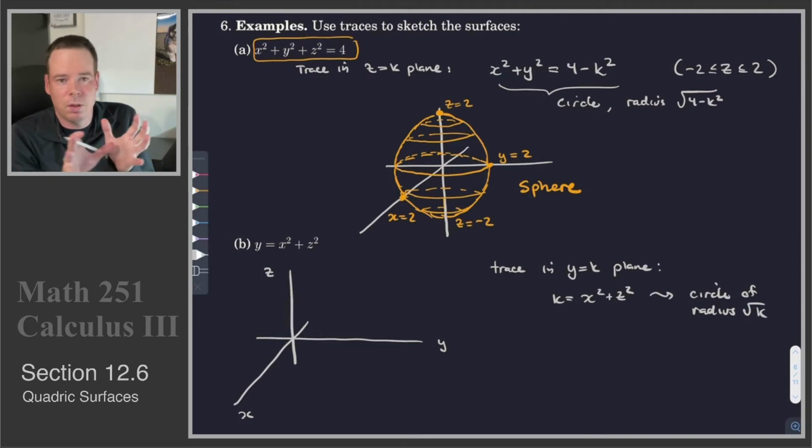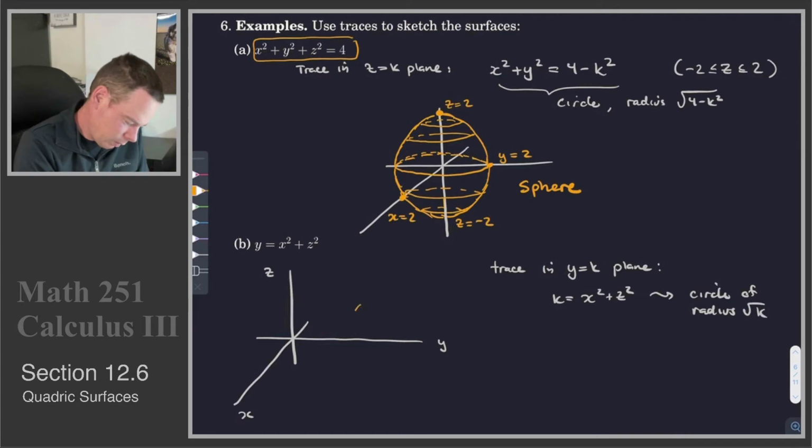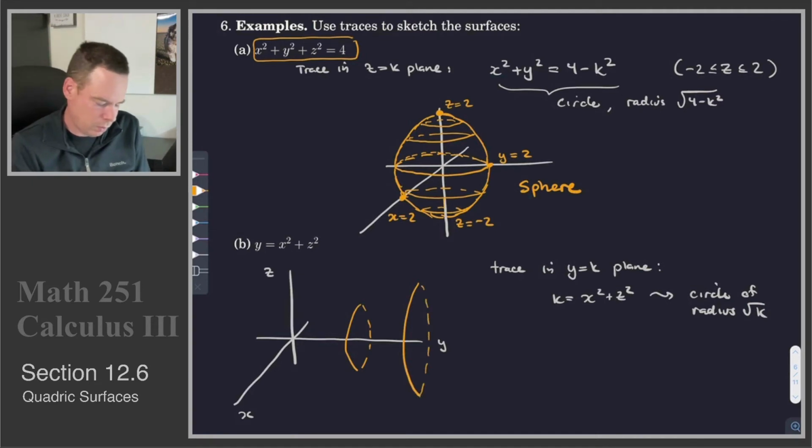So we know they're going to be circles. As we move along the y-axis, we're getting circles that are getting bigger and bigger and bigger. So for example, they'll look something like this. We'll get a circle here, and then a little while later we'll get another circle which is a bit bigger, and so on as we move down the y-axis.